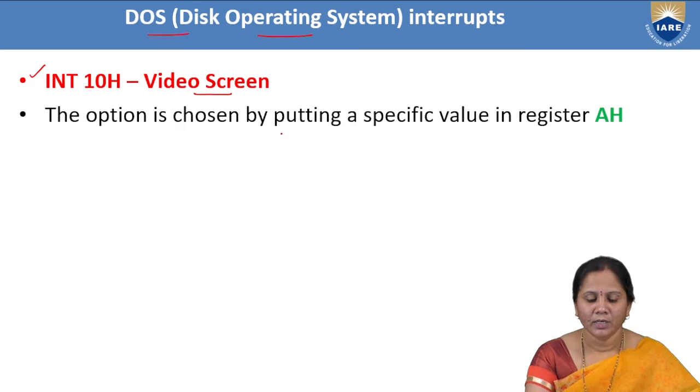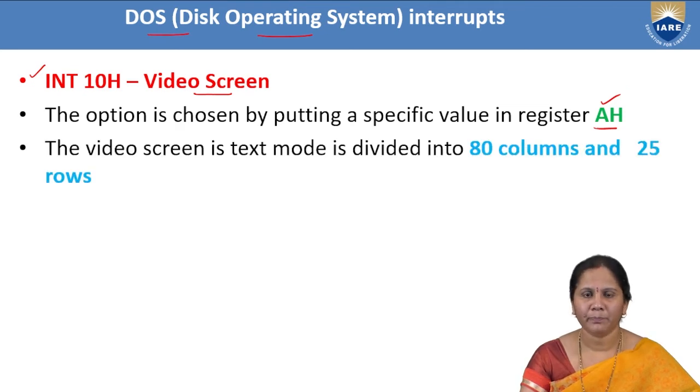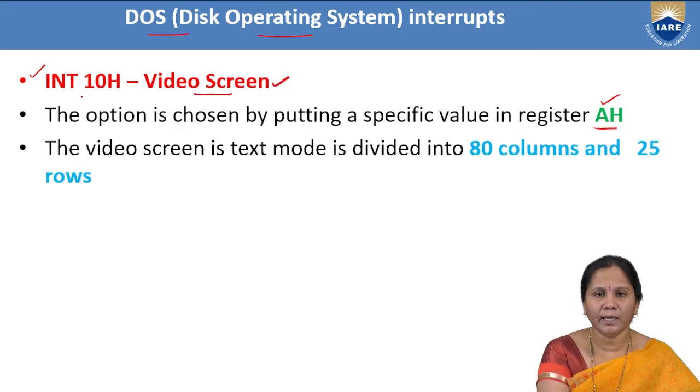Now, here the option is chosen by putting a specific value in the AH register. That is why, whether it is DOS or BIOS interrupts, the value we load into the AH register is very important. According to that, the operation will be performed. Since we are considering the INT 10H interrupt, it represents the video screen interrupt.